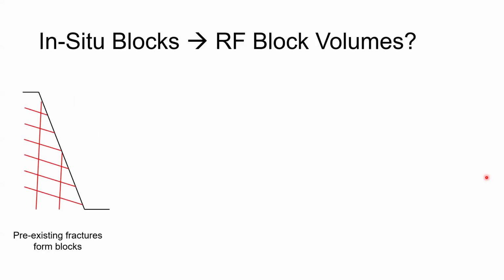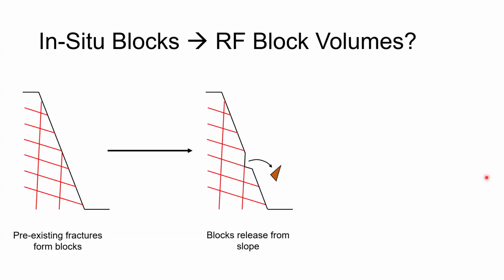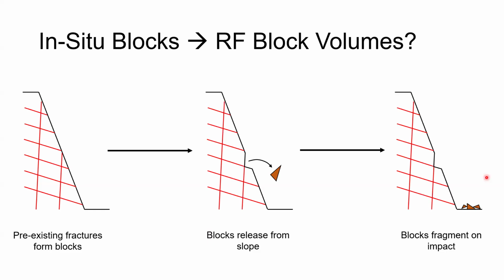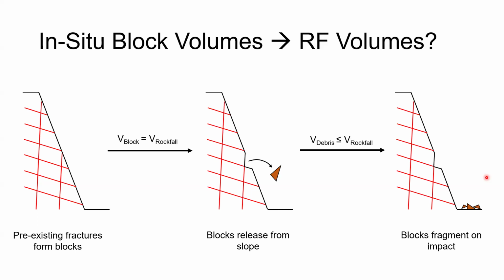And so we can imagine that we have a slope where the pre-existing fractures form blocks, and then over time, some of those blocks are going to detach from the slope and release as rockfall. And then, of course, when the blocks impact the ground, we have some fragmentation. Now, based on this, there's sort of a basic assumption that can be made, which is that the volume of the in situ fracture bounded block is exactly equal to the volume of the rockfall. That basically all rockfalls that are occurring are simply the release of blocks that already exist. There's no new fracturing going on.